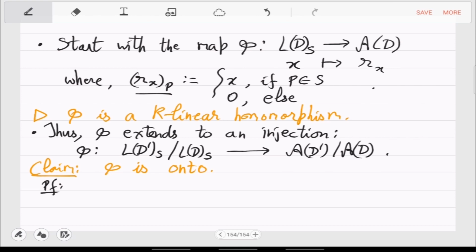Why is phi onto? We have to show that every element on the RHS has a pre-image. So let's take an element. Let R be in AD prime. It's an Adele.